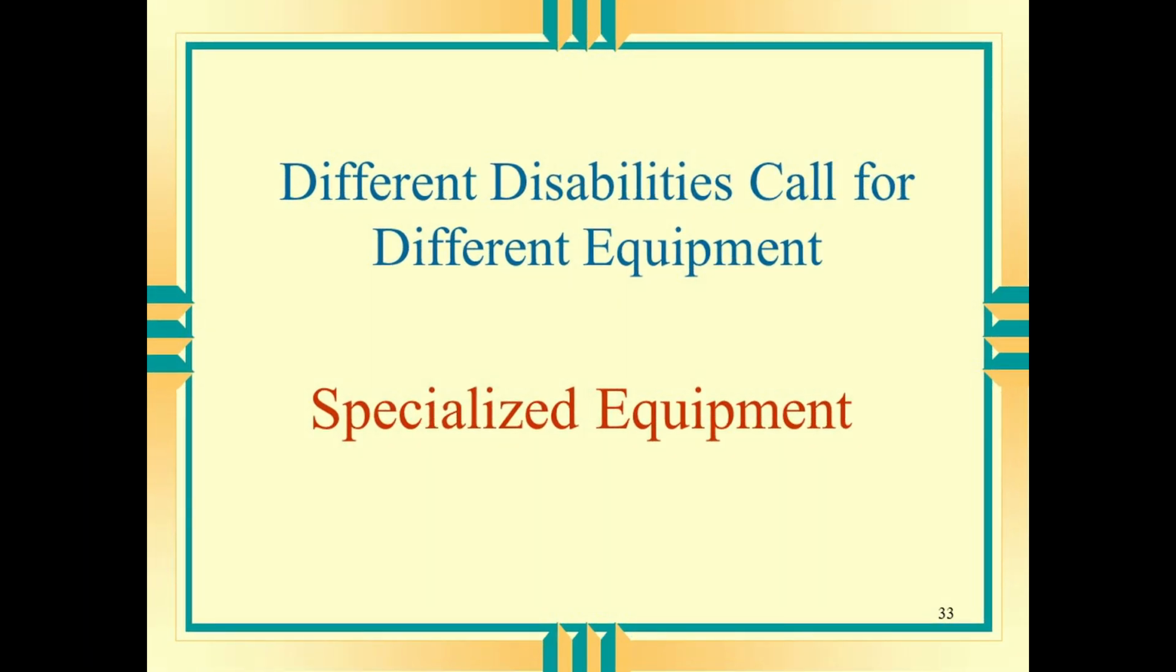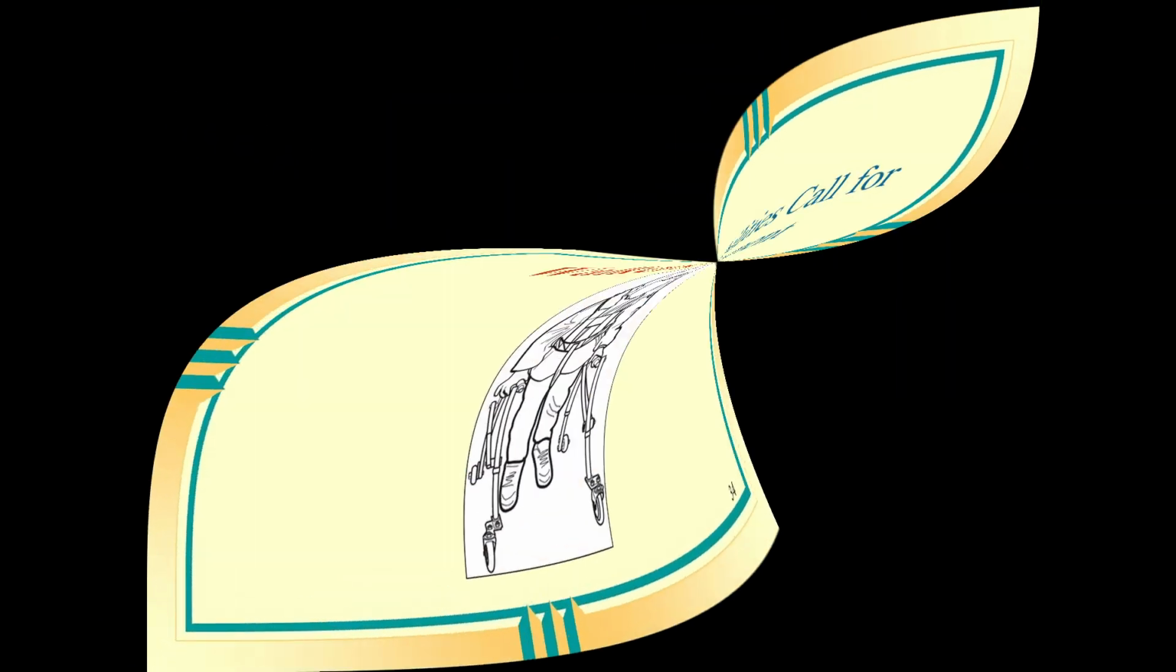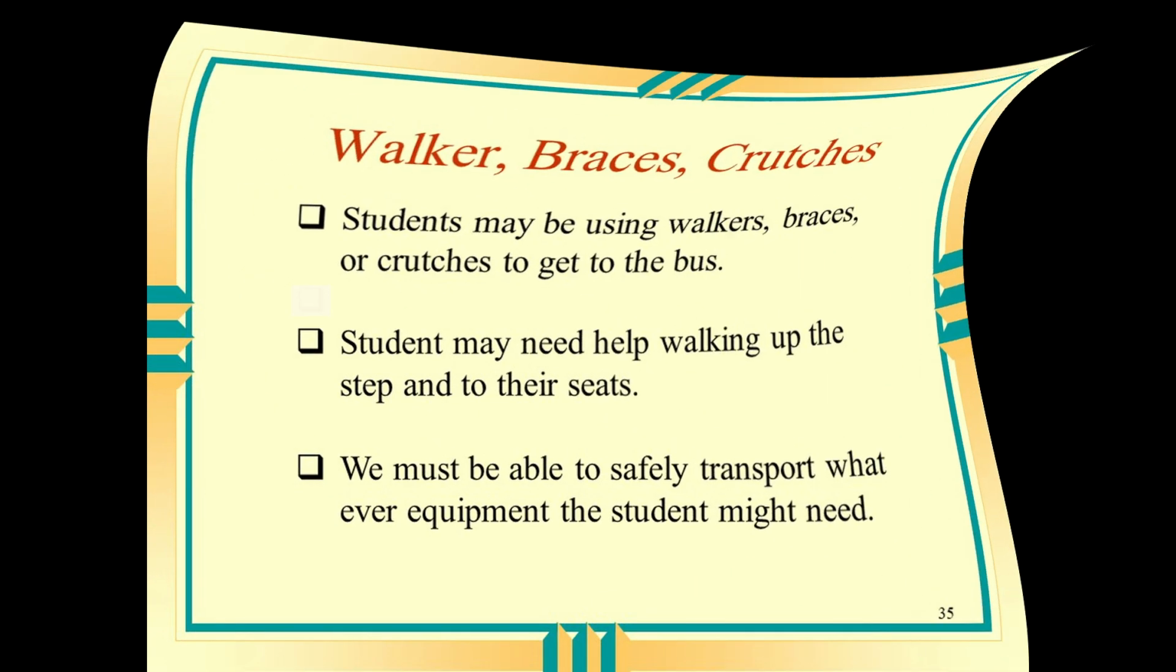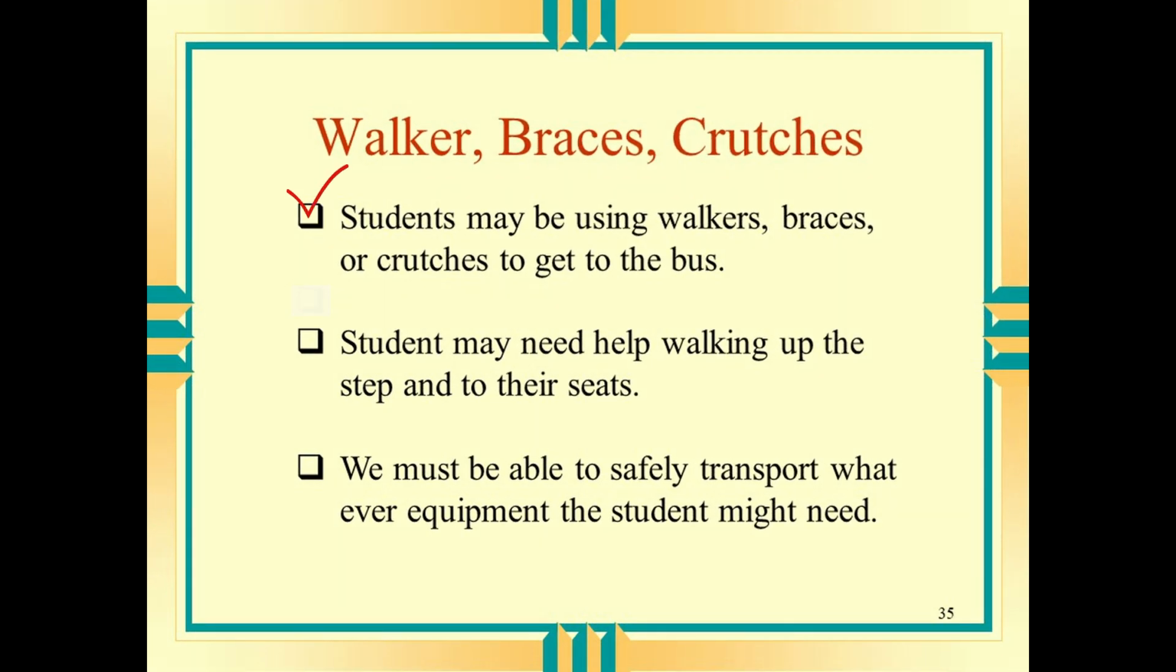Different disabilities call for different equipment. Students with special needs may use a variety of specialized equipment requiring special care and use. Now we are going to look at some of the equipment or assistive devices you might encounter as a school bus driver of students with special needs. Let's start with walkers, braces, or crutches. Students may have to use walkers, braces, or crutches to get to the bus.